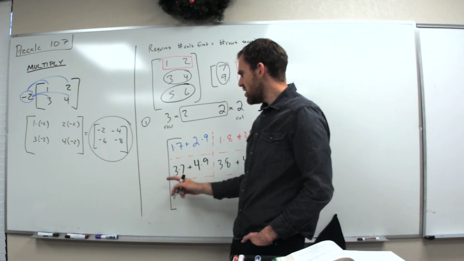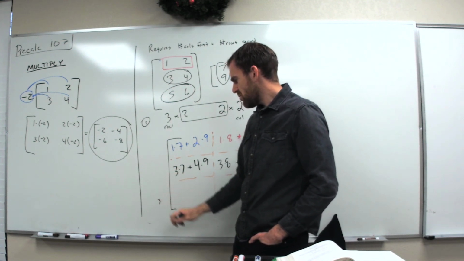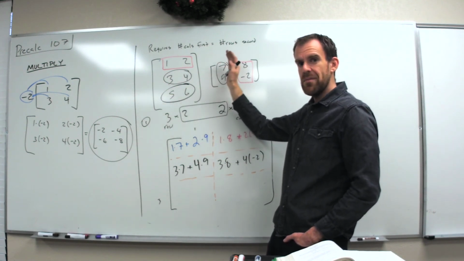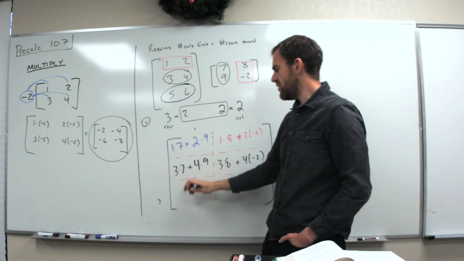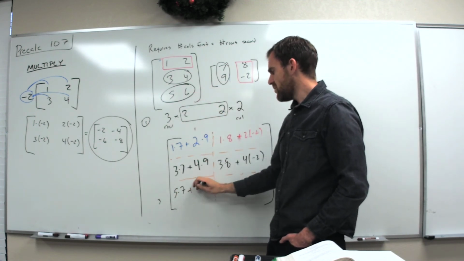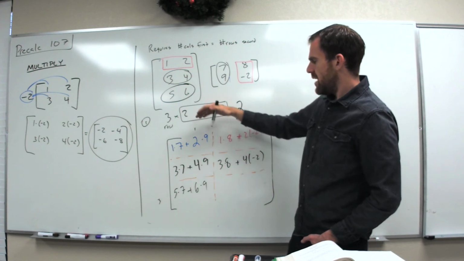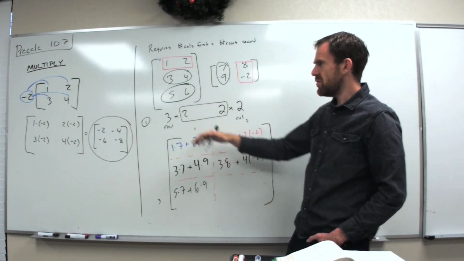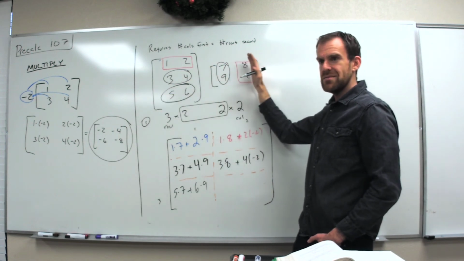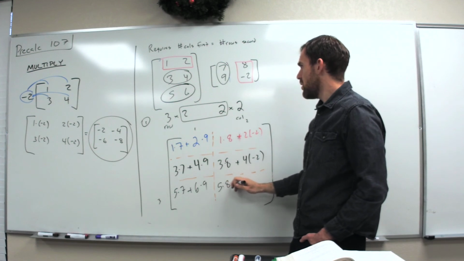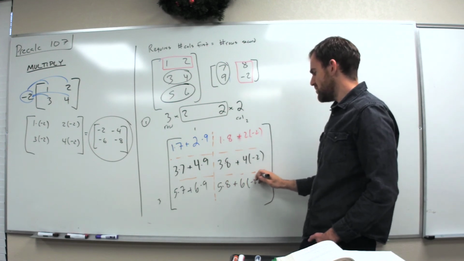Okay, so this is row 3, this is column 1. So I'm going to take row 3 and multiply by column 1. 5 times 7 plus 6 times 9. Then I'm in row 3, column 2, so I'm going to multiply the third row times the second column. 5 times 8 plus 6 times negative 2.